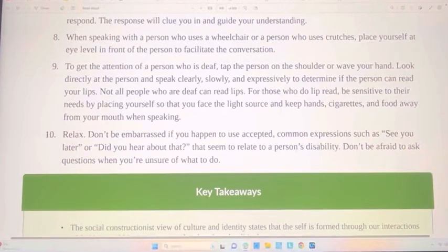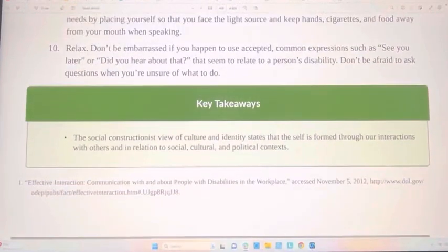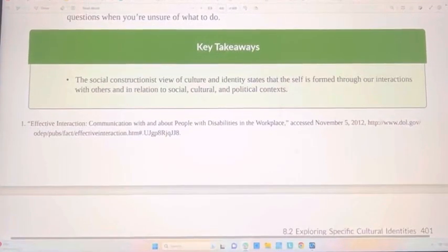For those who do read lips, be sensitive to their needs by placing yourself so that you face the light source and keep your hands, cigarettes, and food away from your mouth when speaking. Number 10, relax. Don't be embarrassed if you happen to use accepted common expressions such as "see you later" or "did you hear about that" that seem to relate to a person's disability. Don't be afraid to ask questions when you're unsure of what to do.